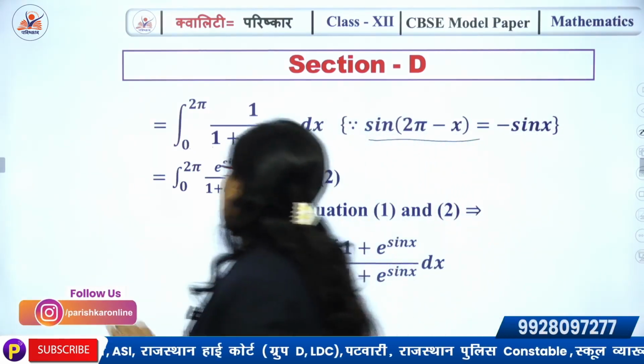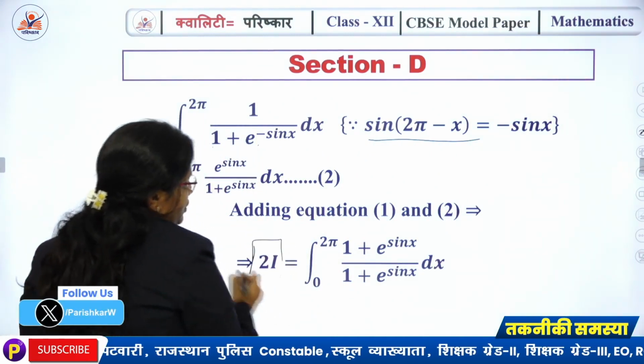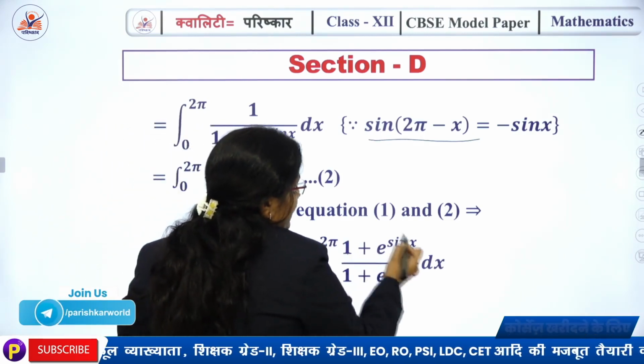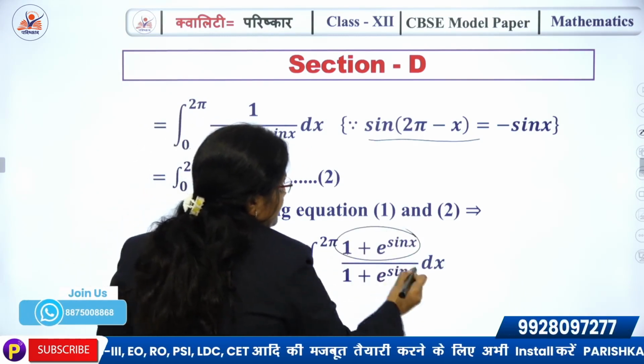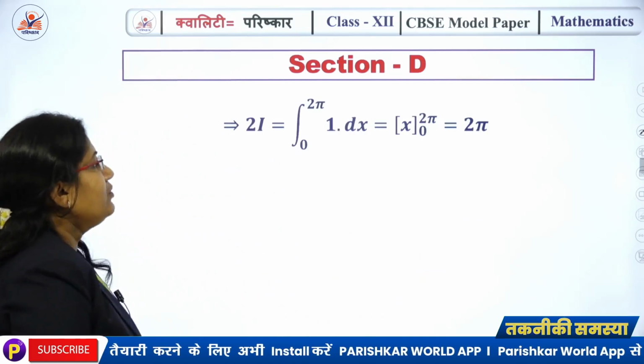Then we can add both the two equations, and we get the LHS part: 2I is equal to the integral from 0 to 2 pi of (1 plus e raised to the power sin x) upon (1 plus e raised to the power sin x). Both the terms are the same, which means we can cancel out these terms and the remaining term will be 1.